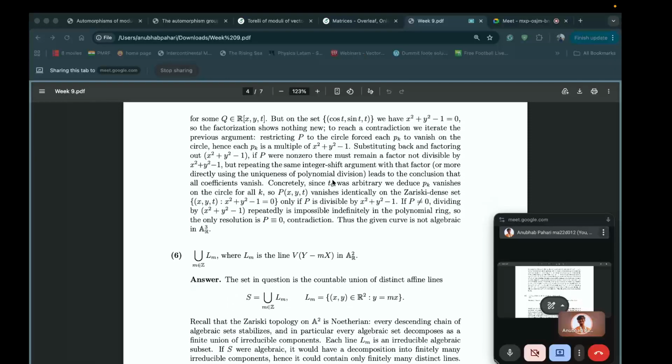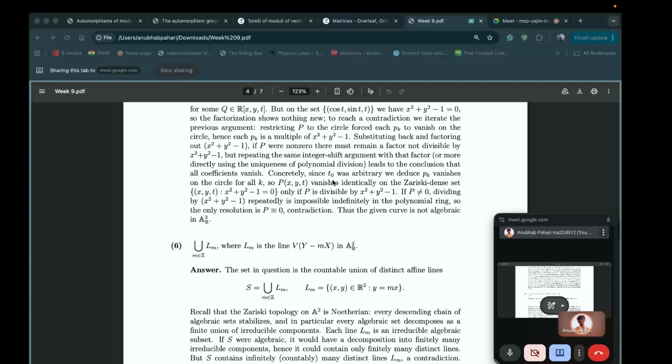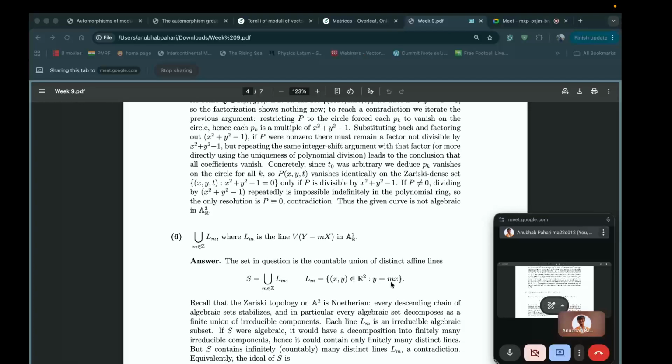But on the set (cos t, sin t, t) we have x² + y² − 1 = 0. So the factorization shows nothing new. To reach a contradiction, we iterate the previous argument: restricting p to the circle forced each p_k to vanish on the circle. Hence each p_k is a multiple of x² + y² − 1, and substituting back and factoring out x² + y² − 1, if p were non-zero, there must remain a factor not divisible by x² + y² − 1.